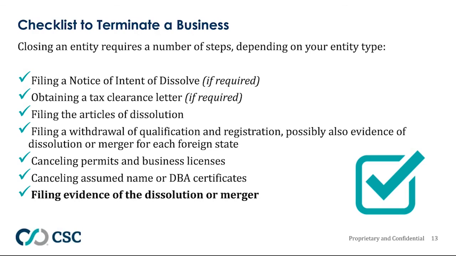Upon completion in the home state, you would then go and withdraw the entity in each foreign state that it was qualified. You might also need to cancel any permits and business licenses at the local level or county level, and then canceling any assumed names or DBA certificates. One state that we see that quite a bit, people forget to cancel DBAs, are Massachusetts and New York.